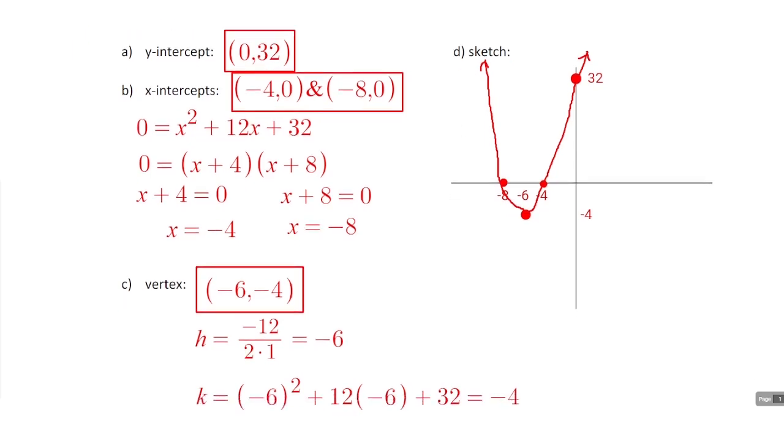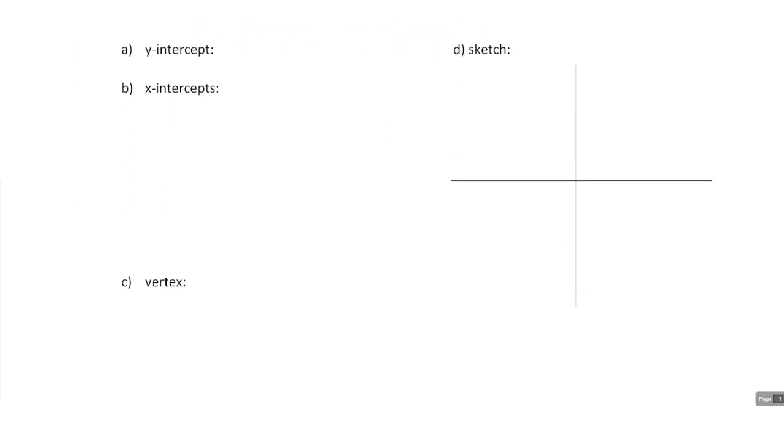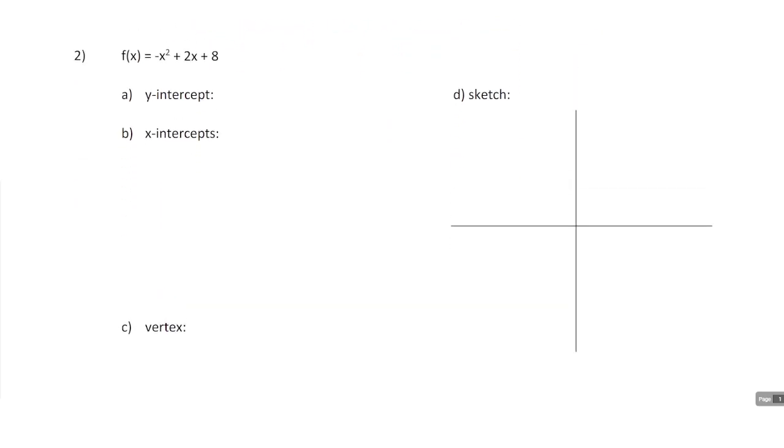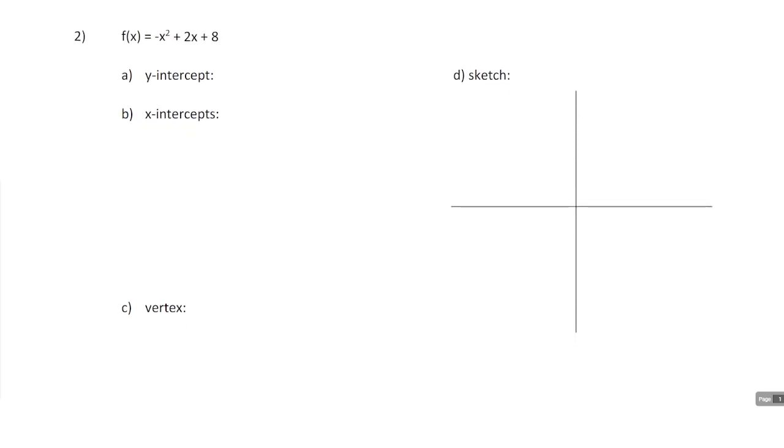Let's take a look at number 2. All right, same basic setup here. Make sure you can see the equation. So I'm looking for the y-intercept, the x-intercepts, the vertex, and using all of that for the sketch. So my y-intercept, just like with the last one, is going to be whatever the constant is here, and that's going to be 8. So my y-intercept is at 0, 8.